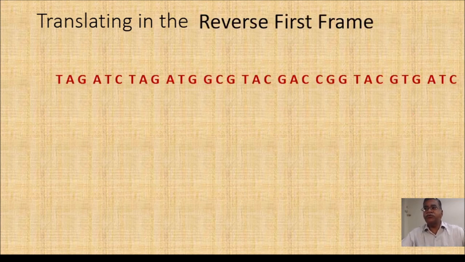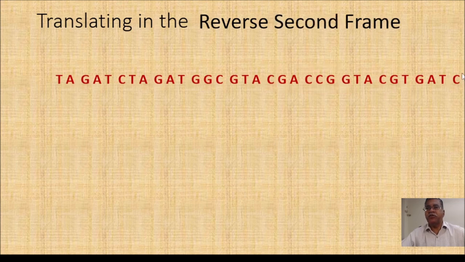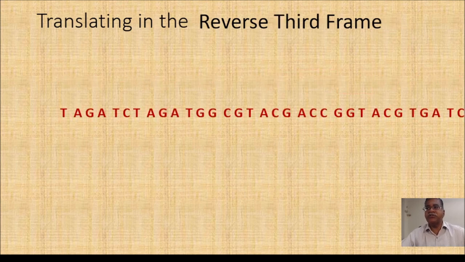Now you could also do the reverse first frame, okay? In the reverse first frame, we begin to translate in this direction, like so. Then there's a reverse second frame where you ignore the C and then translate. This is the same sequence. And again, you can put the sequence in, and I'll show you what that translate tool does, and then you can go from there. And then you can also reverse translate in the third frame.